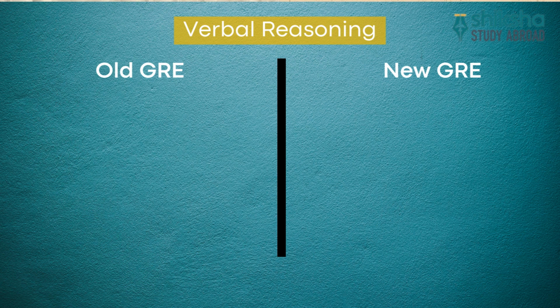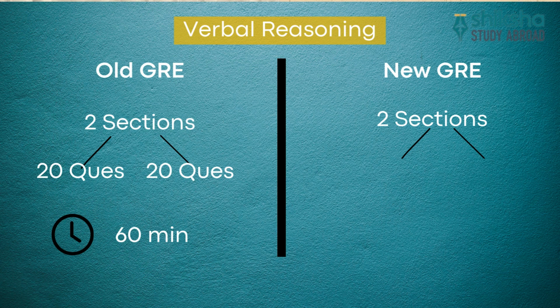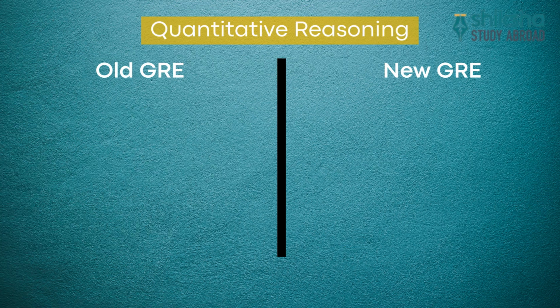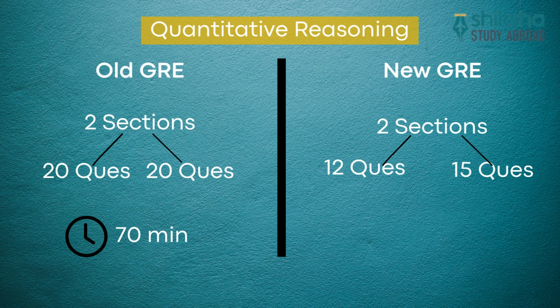Next up is verbal reasoning. The old GRE had 2 sections, 20 questions each, totaling 60 minutes, which has changed to 12 questions in the first section and 15 questions in the second. The time limit for section 1 is 18 minutes, while section 2 allows for 23 minutes. The last one is quantitative reasoning. The older GRE had 2 sections, 20 questions each, taking 70 minutes, whereas the new GRE has 2 sections with 27 questions, totaling 47 minutes.